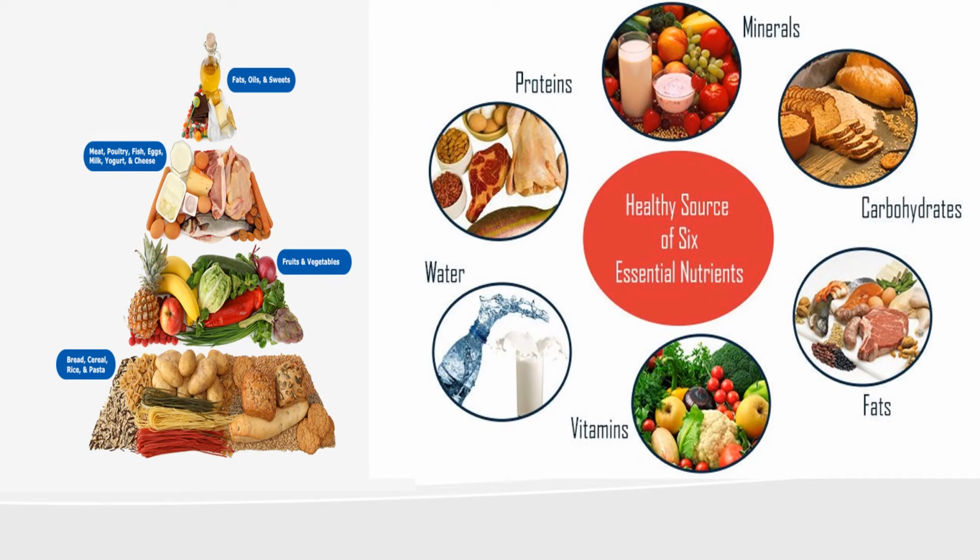So this is one triangle, the food triangle, wherein we can get the idea. There are healthy sources. These are the 6 major nutrients which our body requires: water, protein, minerals, carbohydrates, fats, and vitamins. Within this triangle, what is most needed and what is least needed is given. Of course we need bread, cereals, rice, pasta the most. Fruits and vegetables after that, and after that fish, egg, milk, yogurt and cheese, all these dairy products. And lastly, fat, oil and sweets is the least amount our body needs. So this is the nutrient triangle, showing how our body requires different nutrients.